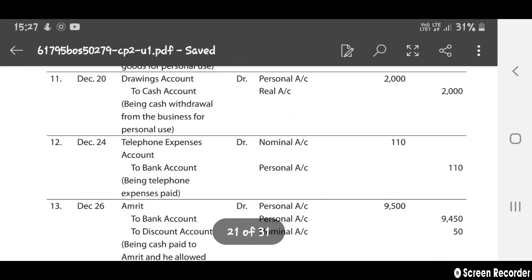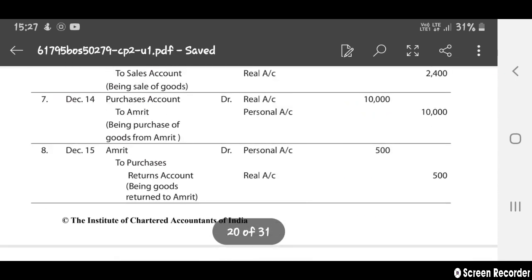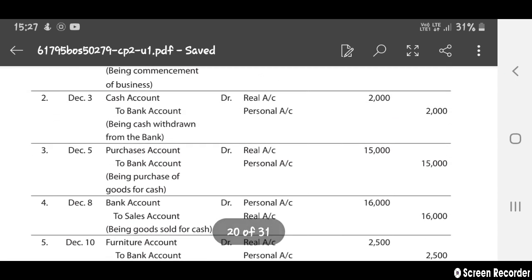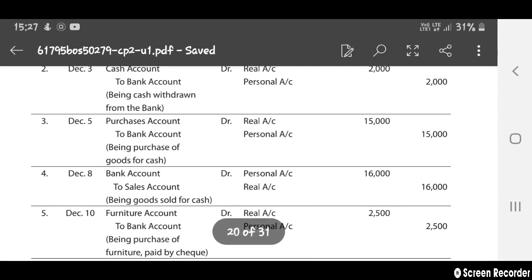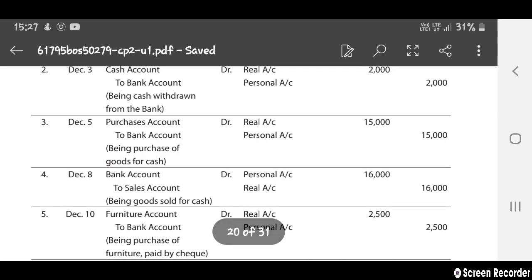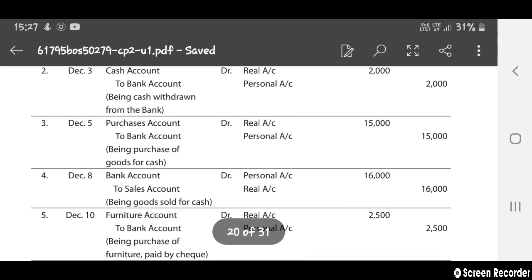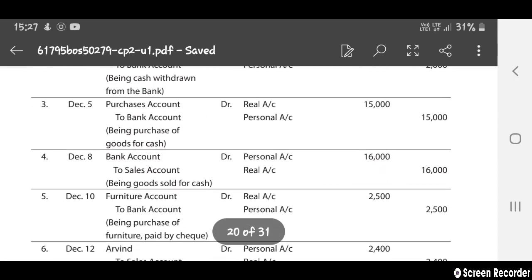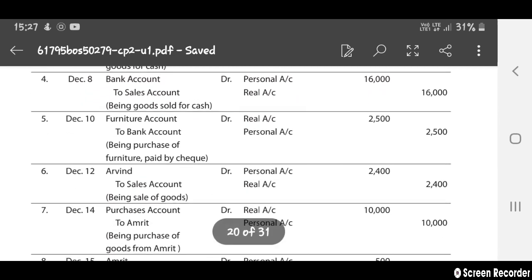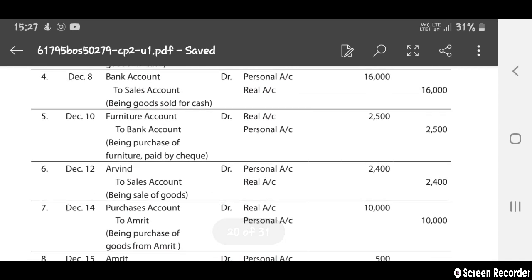Next, after December 5th, this is the third journal. The fourth journal is December 8th, that is bank account. We have debited the personal account, bank account, to sales account. Sales account also comes under real account. So from personal account to real account, the debited amount is 16,000 and the credited amount is also 16,000. Okay, this is of December 8th, that is our fourth journal.